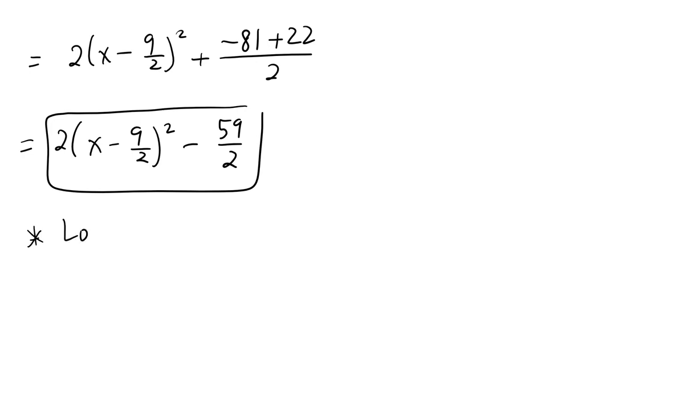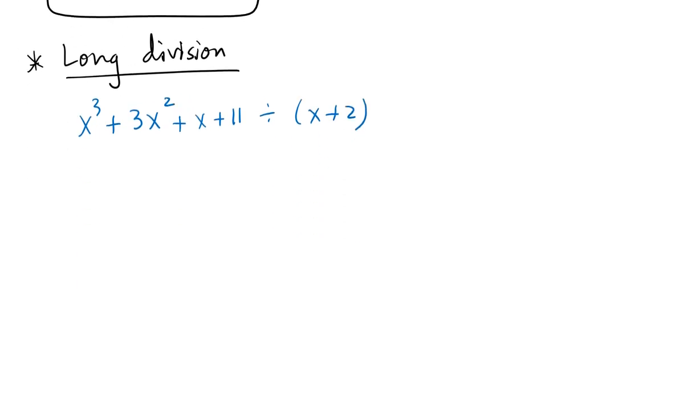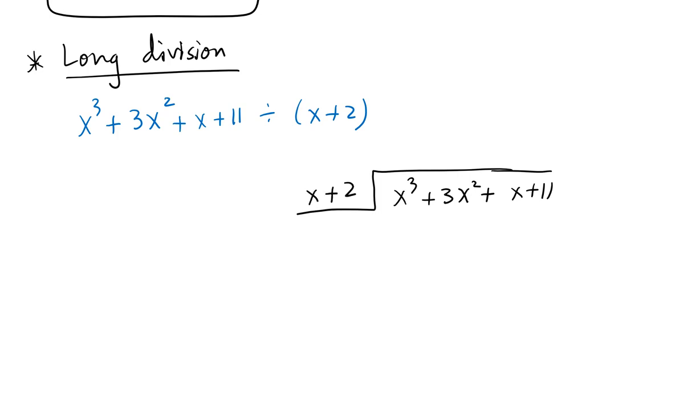Next, long division. How do we divide? If you remember long division, let's take this example, x cubed divided by, let's say, x plus 2. Long division, it's a long process, but it's doable. So this is the long division. So you do x cubed plus 3x squared plus x plus 11 goes in here. That's called the dividend. And then x plus 2, the divisor.